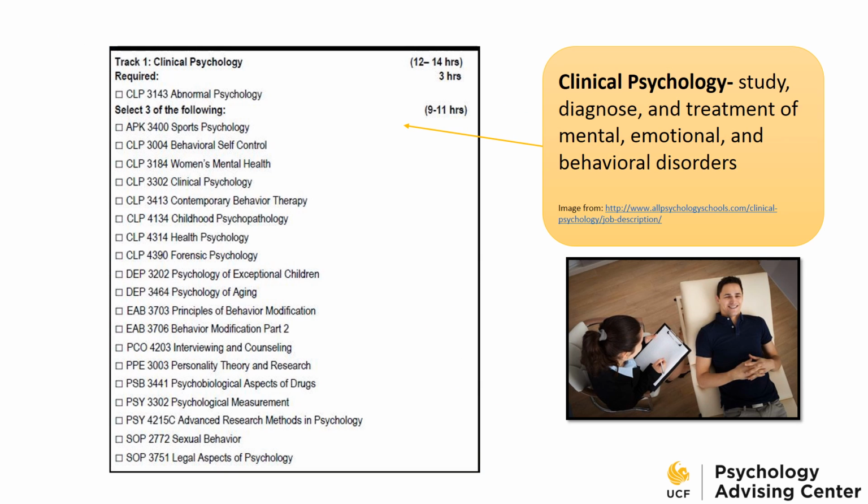The clinical track focuses on the study, diagnosis, and treatment of mental, emotional, and behavioral disorders. If you're interested in this track, you will take abnormal psychology and then choose 3 of the electives in the list below.